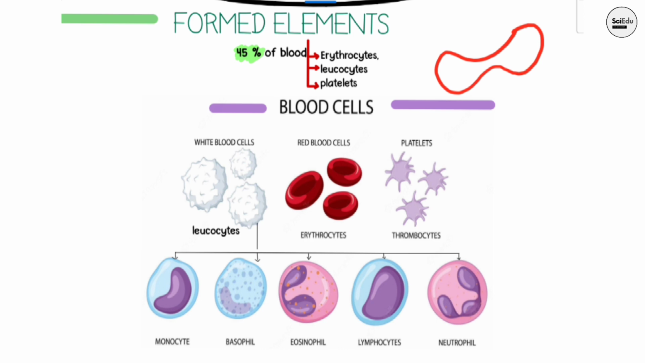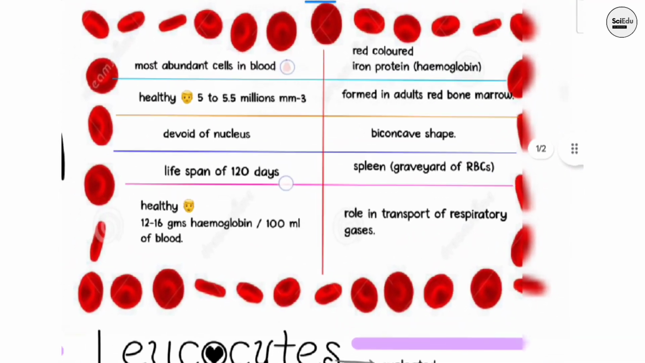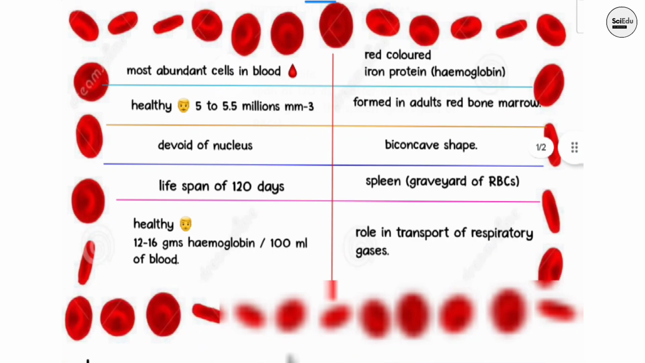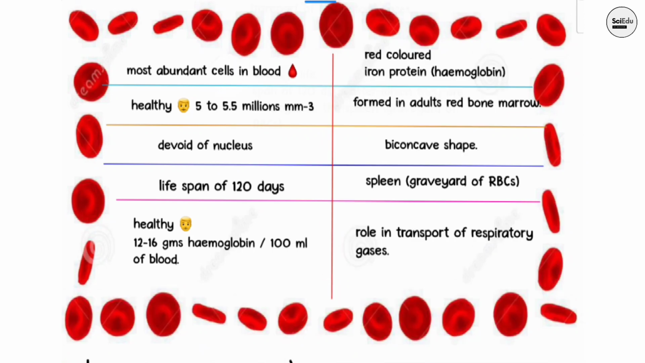They have a red-colored, iron-containing complex protein called hemoglobin, hence the color and name of these cells. A healthy individual has 12 to 16 grams of hemoglobin in every 100 milliliters of blood. These molecules play a significant role in transport of respiratory gases. RBCs have an average lifespan of 120 days after which they are destroyed in the spleen, the graveyard of RBCs.